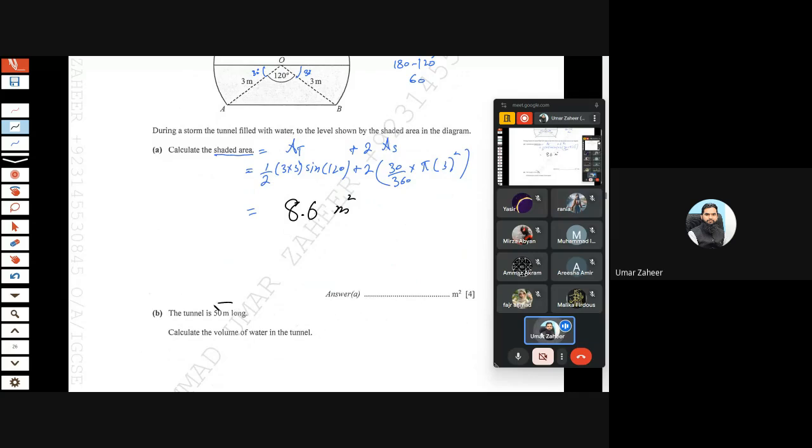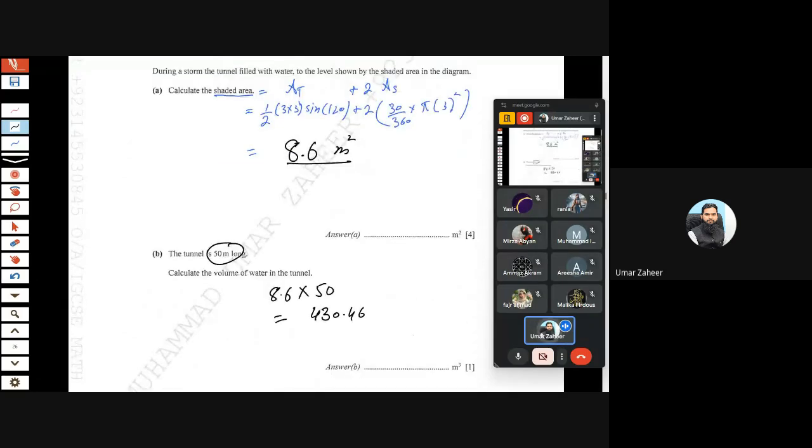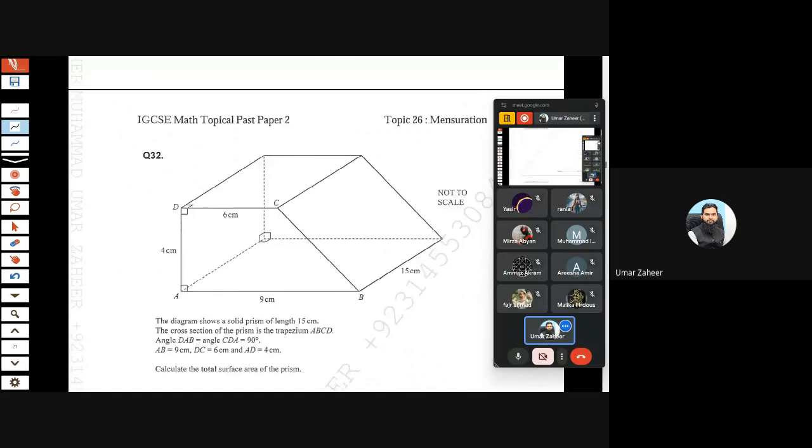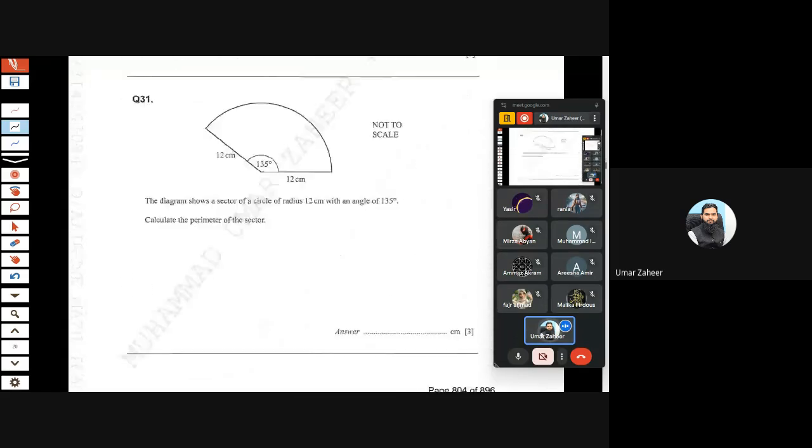Okay, he said that the tunnel is 50 meters long. So it is obviously the cross-sectional area multiplied by the length. 8.6 multiplied by 50. Yes, that will be 430.46. Up to three significant figures or one decimal, 430. Or you can write 430.5.